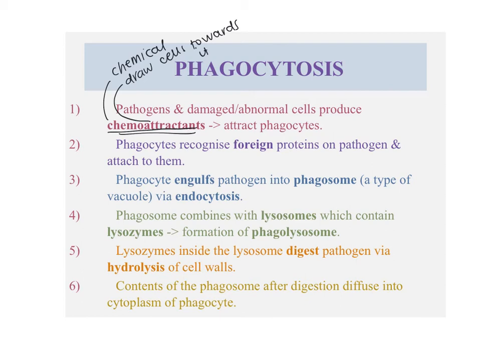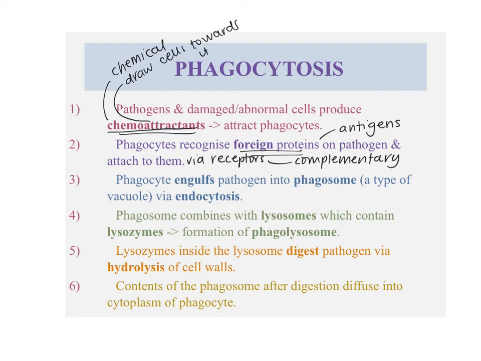Those phagocytes are then going to go to that area of the body and they're going to recognise the foreign proteins, those antigens, on the pathogen cell and attach to them via receptors. Remember, when we're talking about things binding, we have to say that they are complementary. They fit together. We're not talking about them going, oh, you're so nice. We're talking about complement. They complement each other.